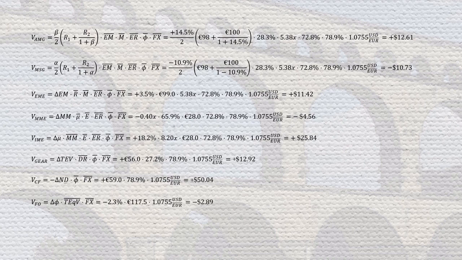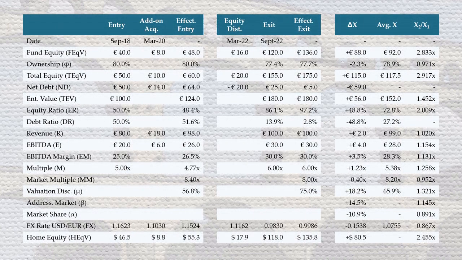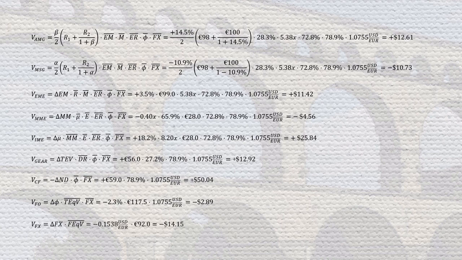Now, we are almost done, but these value drivers don't quite bridge the gap between the invested capital of 55.3 USD and the realized capital of 135.8 USD. For that, we need the change in the foreign exchange rate, which comes from these two numbers, and the average holding period fund equity value, which comes from these two numbers. The amount of equity value creation from foreign exchange impact is equal to their product. In this case, that is a loss. Minus 0.1538 USD per euro times 92 euro provides a foreign exchange loss of minus 14.15 million USD.